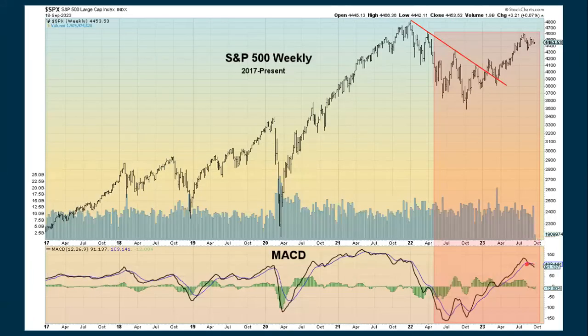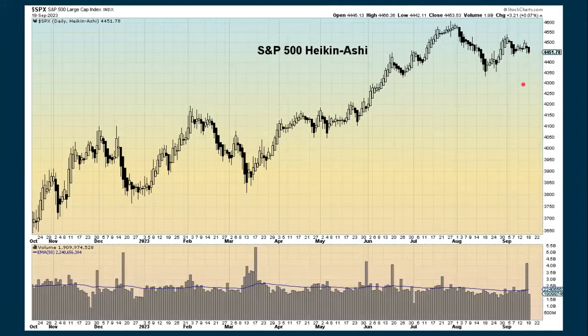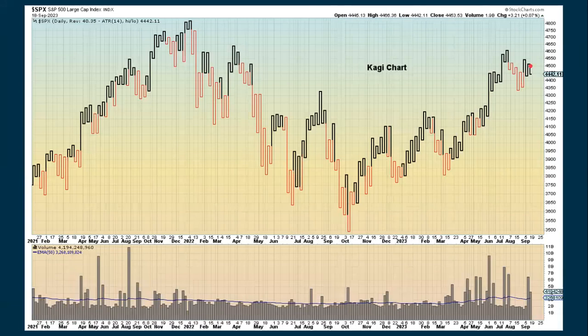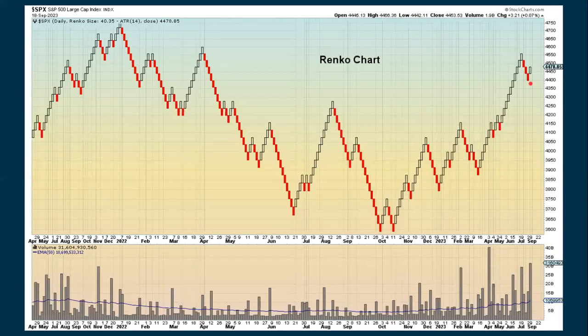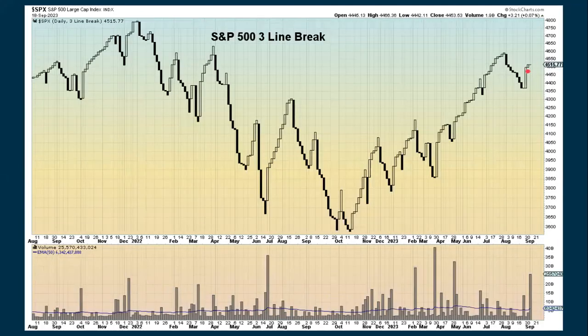Longer term, on the weekly chart of the S&P, the MACD continues to be negative. The Heiken Ashi is looking more negative. The Kagi is still positive, but the black line is pointing down. The Renko, we did have another block in here. That went away. It's still positive, but showing some weakness. The 3-line break is back to looking a little more positive.